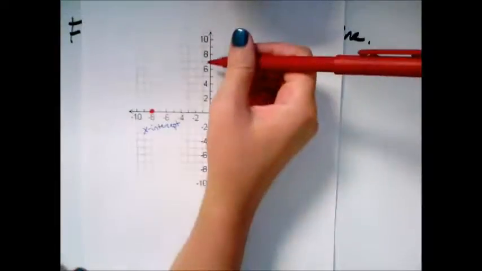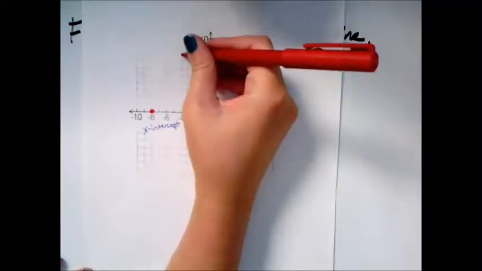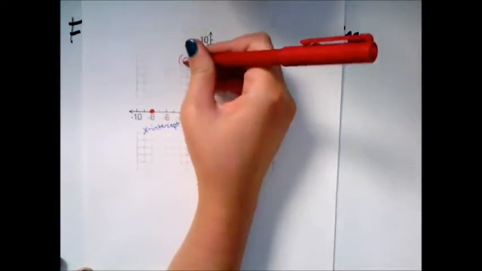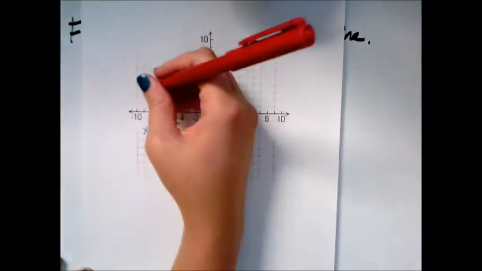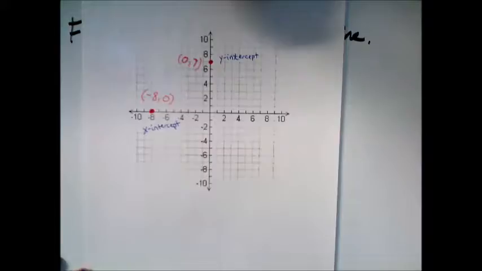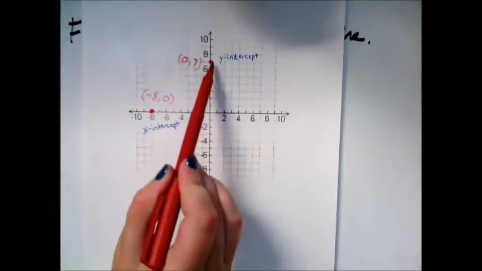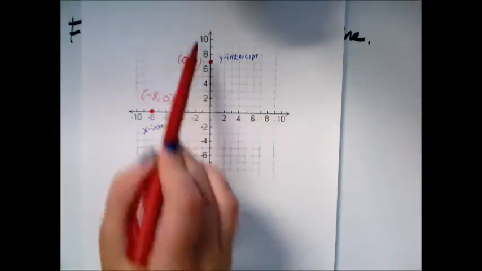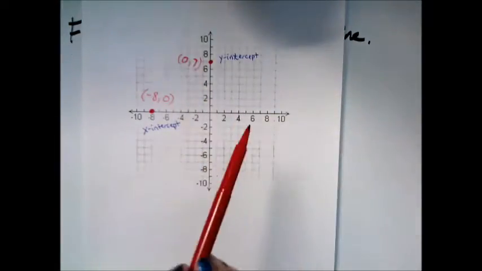Now if I actually label these points, this one looks like (0, 7), it's over 0 and up 7. And this one looks like it's back 8 and up 0. Now what does this remind me about? See how for the y-intercept x is 0? Because I don't go back and forth any units. I could go up or down any amount and I'd still be on the y-intercept.